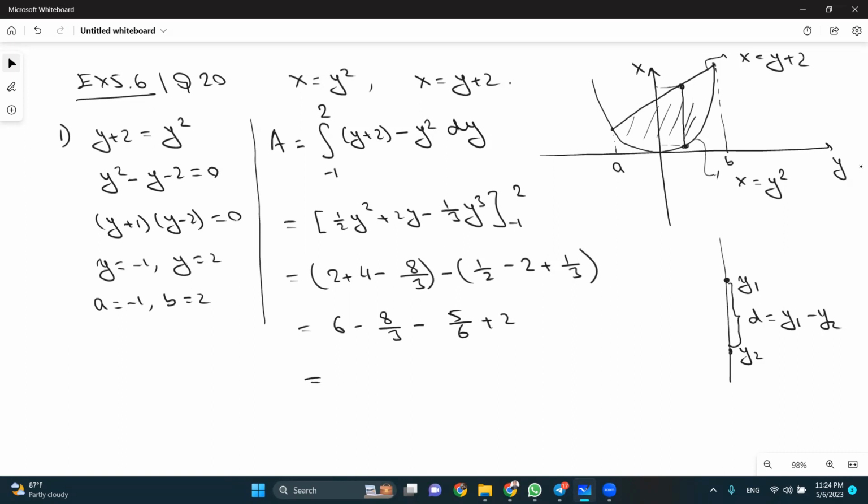So now, whole part, 6 plus 2, it is 8, minus, and the common denominator is 6. 2 times 8 is 16. 16 plus 5 is 21, right? Or 6 times 8, 48. 48 minus 21 is 27. So that's 27 over 6. And so we can simplify this further. Divide by 3, it is 9. Divide by 3, it is 2. So the answer is 4 and a half units squared.